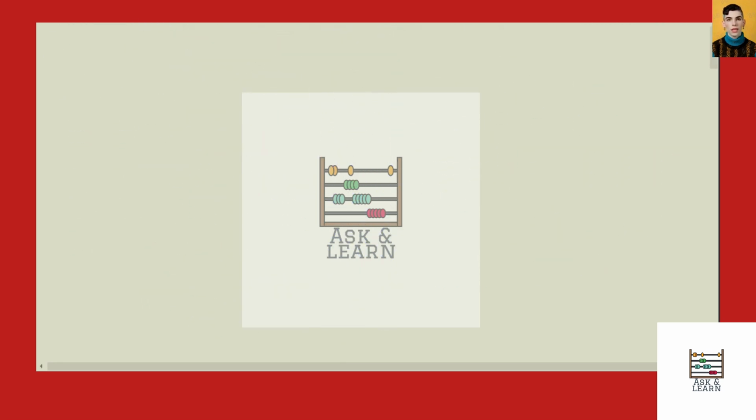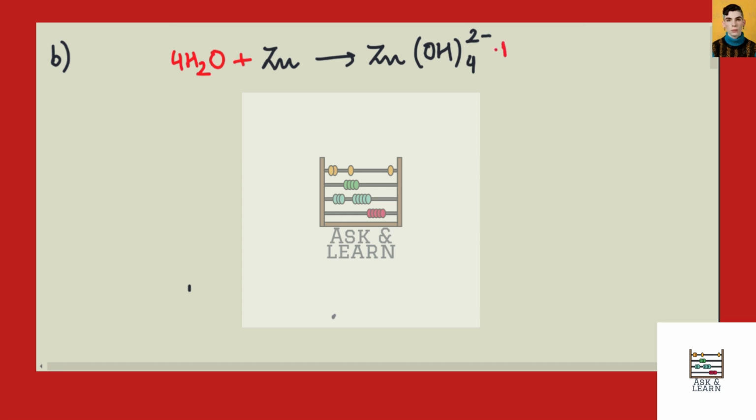So part B, once again we will divide the reaction into two halves. So the first reaction is that zinc goes to Zn(OH)4 2 negative. Okay, and now we have to balance the oxygen atoms first. So on the right hand side we have four oxygen atoms, and therefore we will add four water molecules on the left hand side. And now we have 8 hydrogen atoms on the left hand side, and 4 hydrogen atoms on the right hand side. So we will add 4 H positive more.